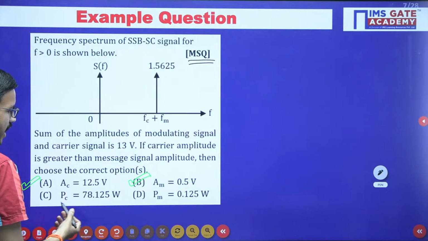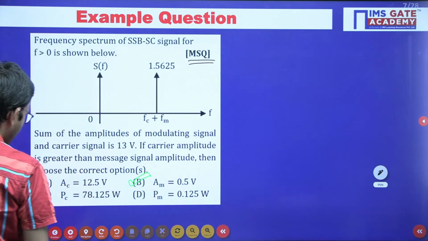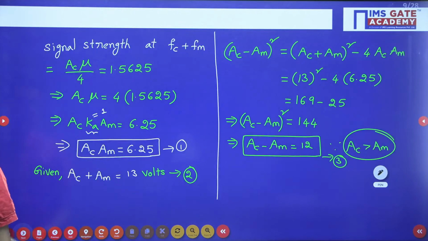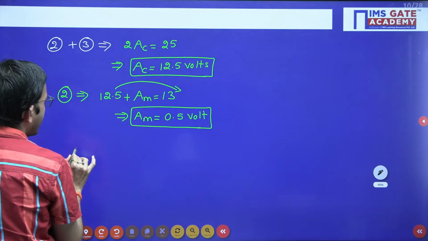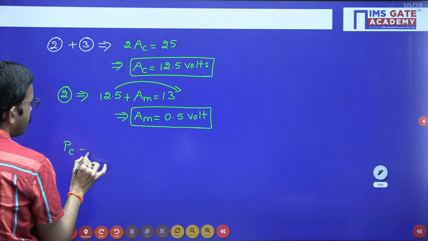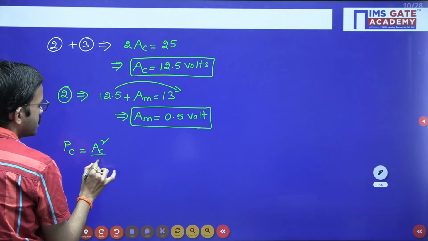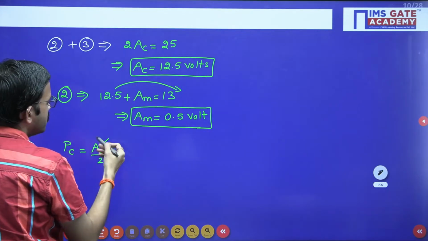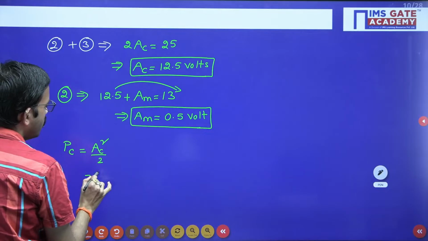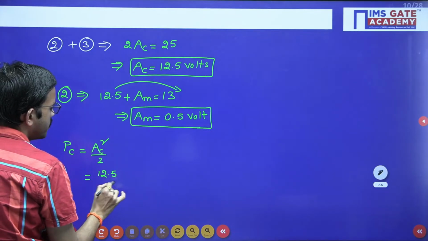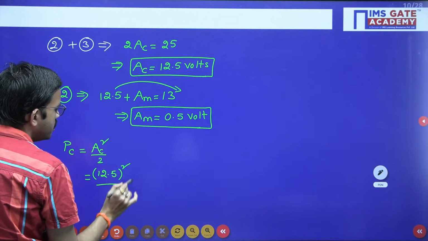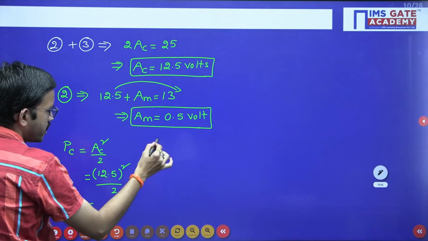So here you are having carrier power, here you are having message signal power. So carrier power is nothing but AC square by 2. So substitute this value here, 12.5 whole square divided by 2. So all of you just do the calculation and tell me how much value you are going to get.